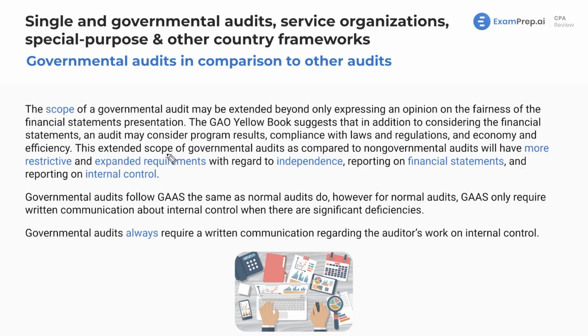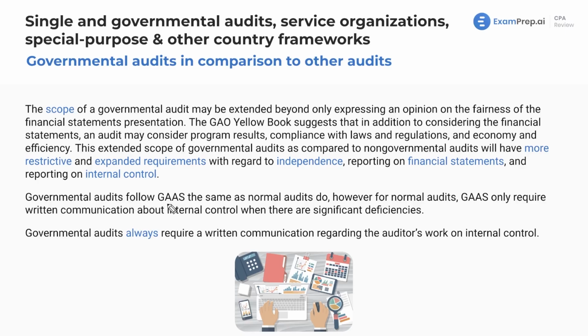This extended scope of governmental audits as compared to non-governmental audits will have more restrictive and expanded requirements with regard to independence, reporting on financial statements, and reporting on internal control. You just see here that, yes, there's going to be a lot more than you would see in a normal audit. Not that we're going to get into it too much, but you've got to know that if you're doing a governmental audit, there's just going to be more rules, more regulations to follow.